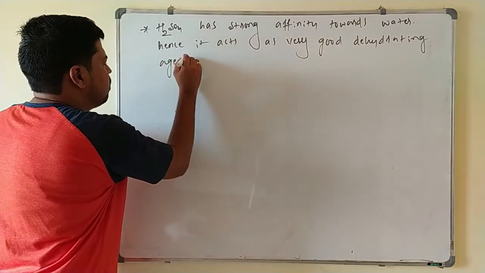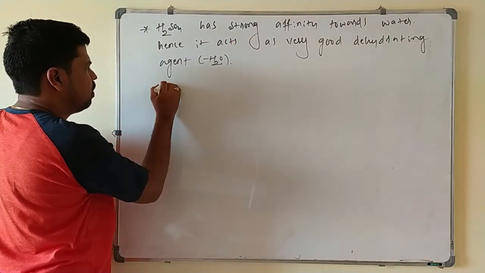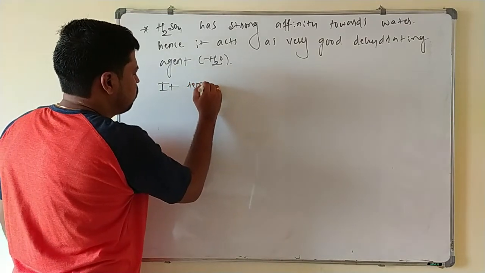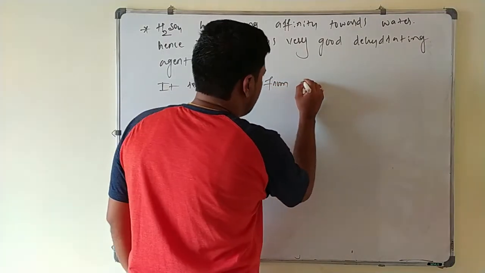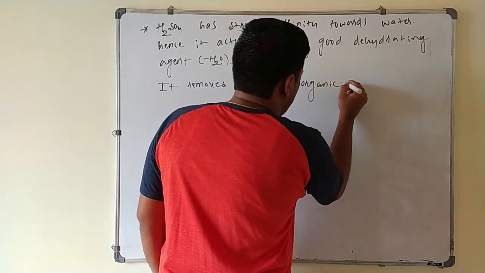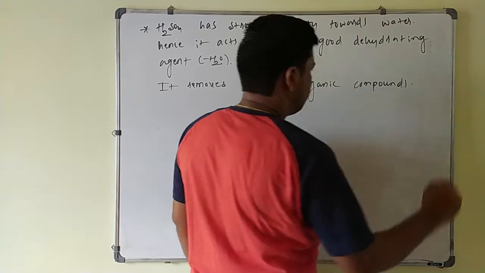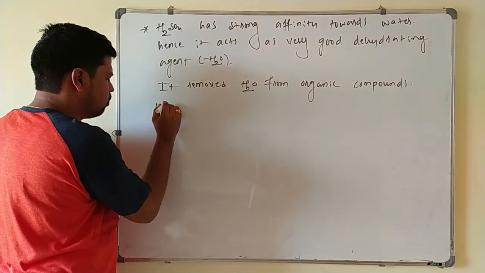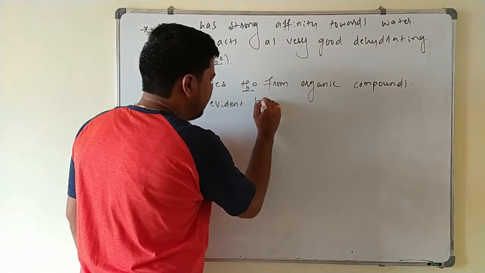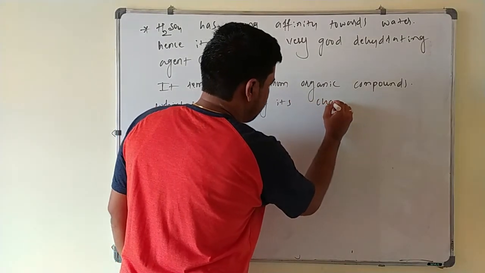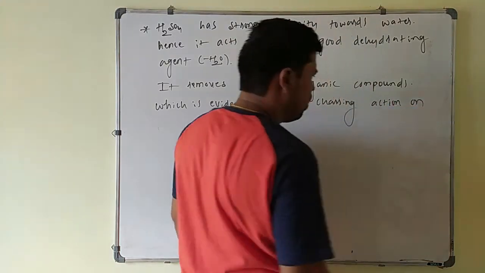A dehydrating agent is nothing but something that removes water. It removes water from organic compounds, which is evident by its charring action on carbohydrates.